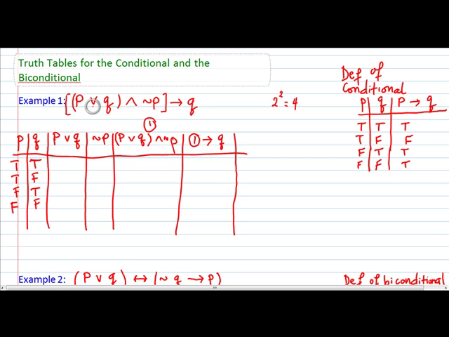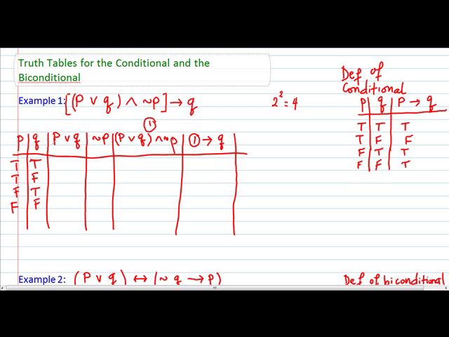So this is our small parenthesis. I have P or Q, so I have 1 column for that. And we also have not P, so I have 1 column for not P. And I need 1 column for the whole antecedent, which is right here. This whole statement is called column 1. Then I have Q as a shortcut.